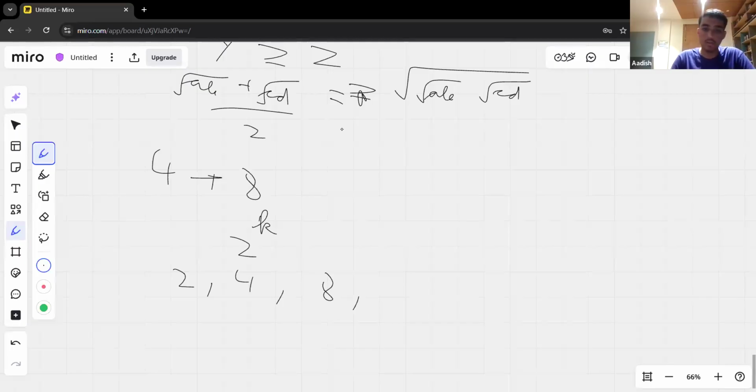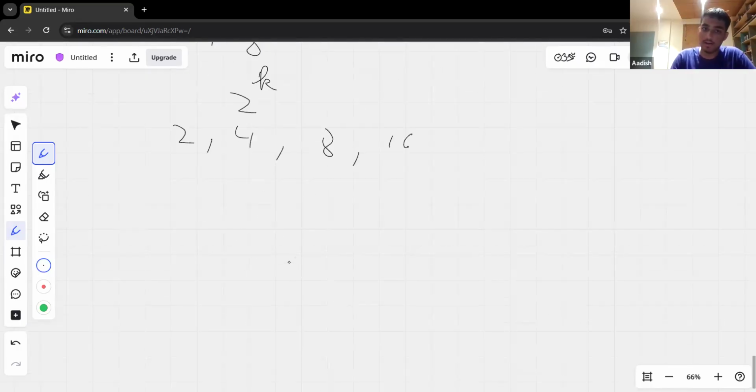Okay, 2, 4, 8, 16. Now we have proven it for all powers of 2, assume, right? Now how do we prove it for all the numbers that are left? When do two things equal once again, please?